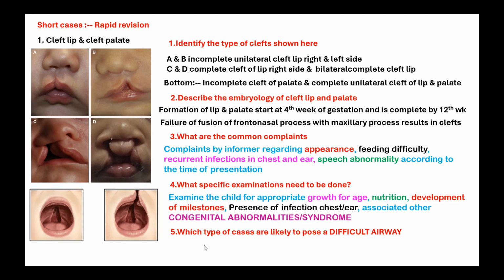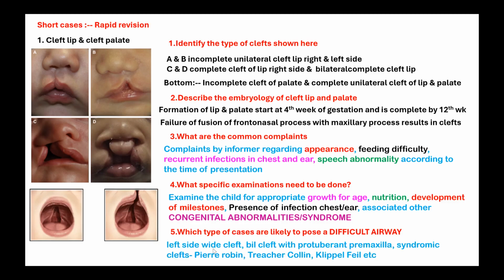Which type of cases are likely to pose a difficult airway? Which classes of cleft lip and palate may you anticipate difficulty in intubation? Bilateral cleft lip and complete palate, bilateral complete, very good. Also a wide cleft, bilateral cleft with a protuberant premaxilla, or syndromic clefts like Pierre Robin, Treacher Collins, or Goldenhar syndrome. They are all cases where you have to anticipate difficult intubation.